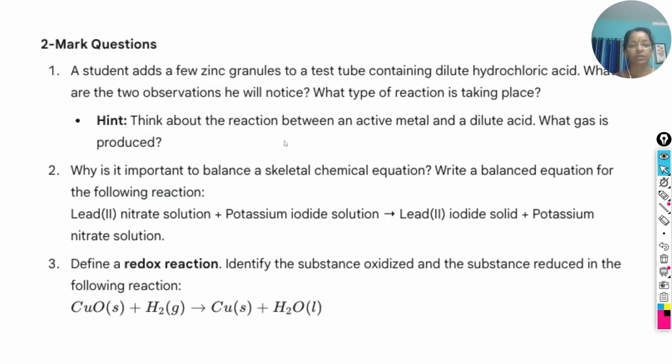And what is the gas produced? If you bring a burning matchstick near the mouth of the test tube, it will catch fire with a pop sound, or the flame goes off with a pop sound. These are the 2 observations possible.